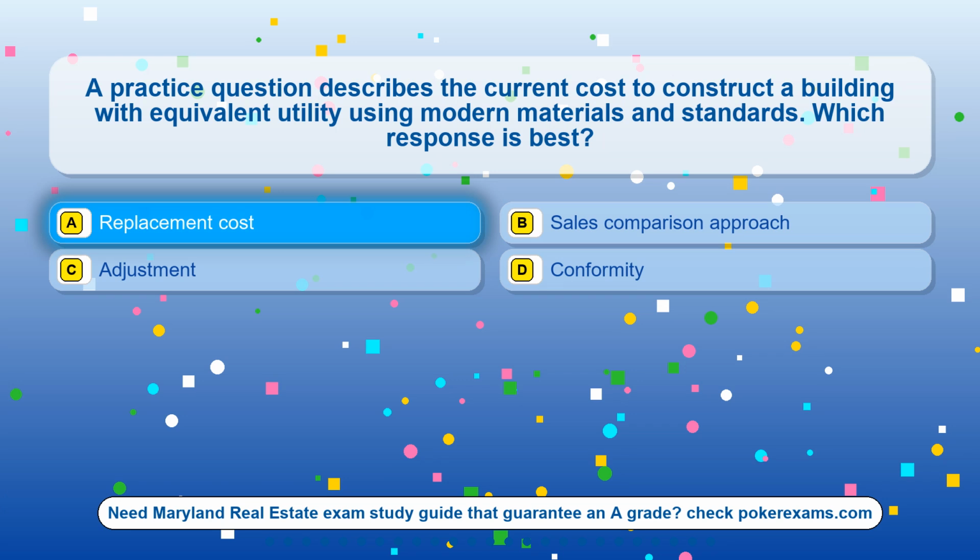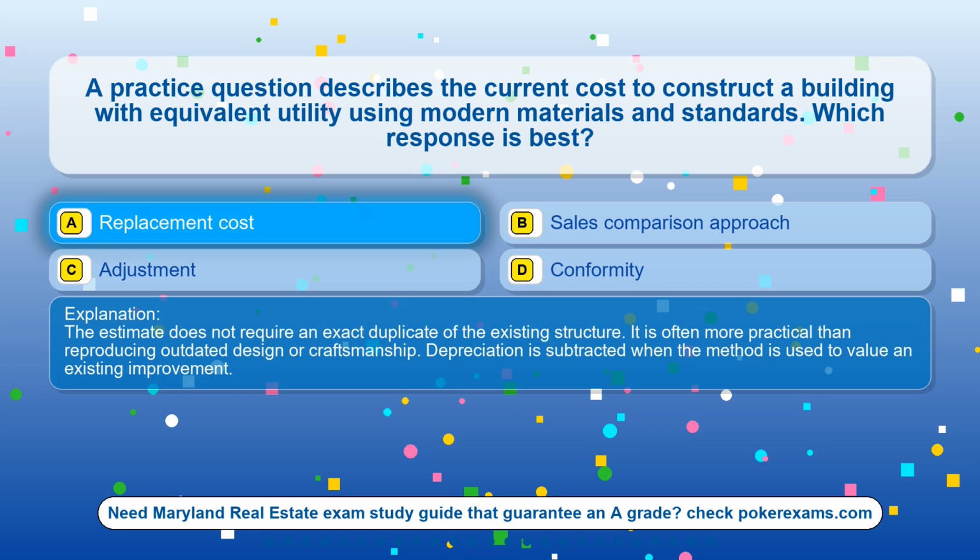The correct answer is option A, replacement cost. The estimate does not require an exact duplicate of the existing structure. It is often more practical than reproducing outdated design or craftsmanship. Depreciation is subtracted when the method is used to value an existing improvement.